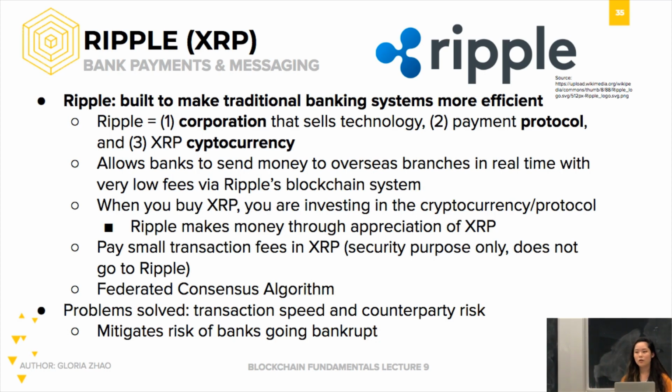So Ripple is looking to change that. When we say Ripple, just to clarify things, Ripple is a corporation that runs a company, and they develop the technology behind the protocol that the cryptocurrency Ripple uses. So it is also a payment protocol, and it also has the XRP cryptocurrency. When you invest in XRP, you're actually not investing in Ripple, the company. You're investing in that protocol and the cryptocurrency.